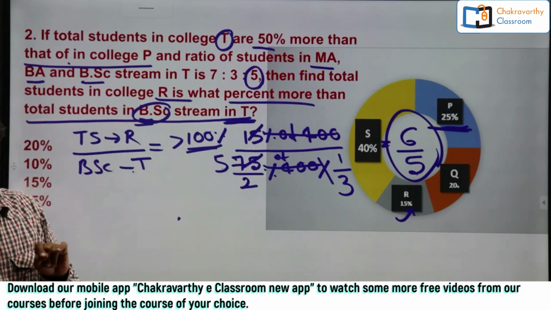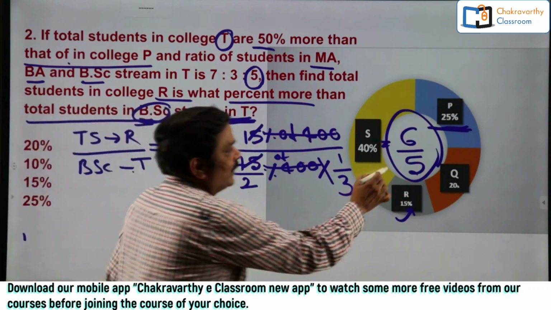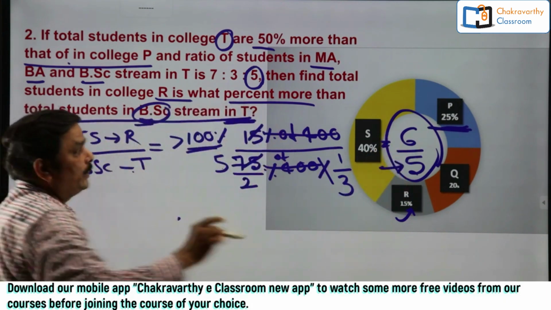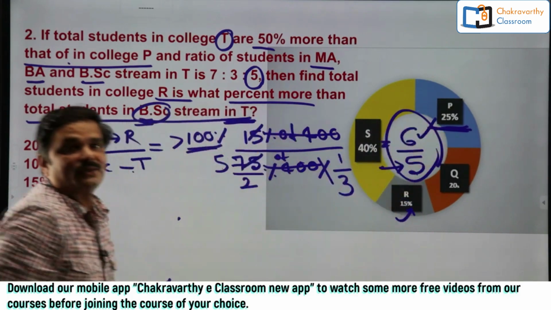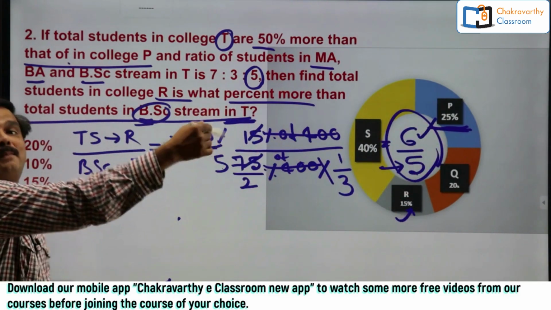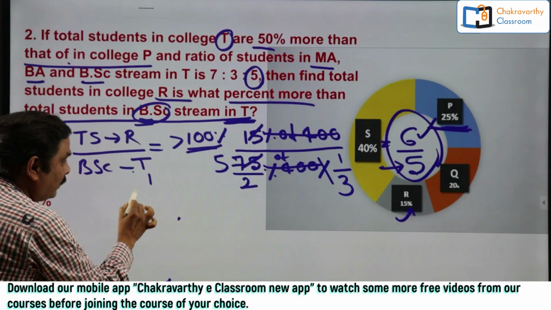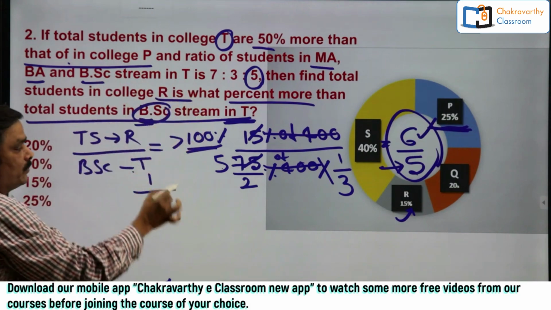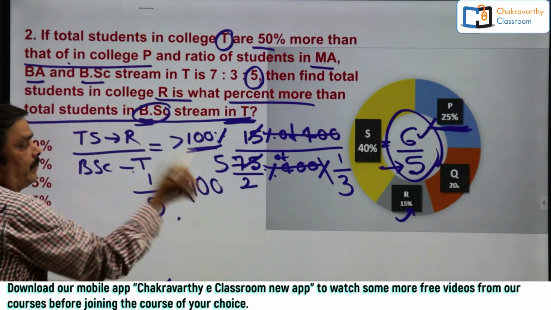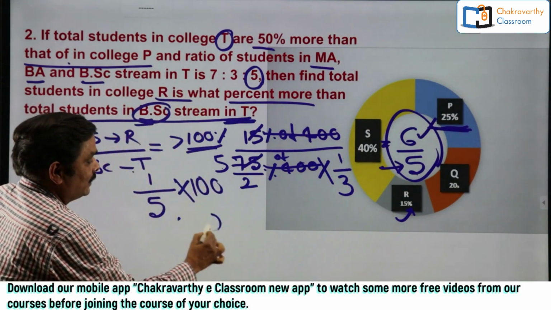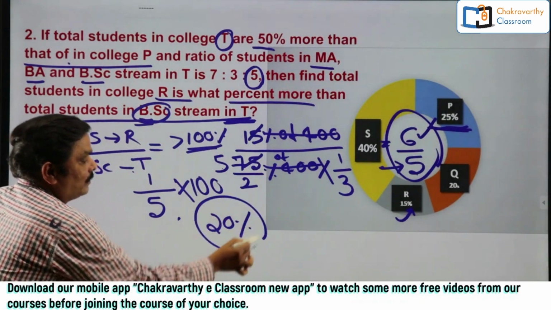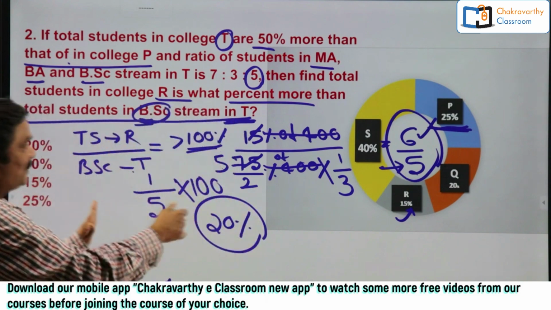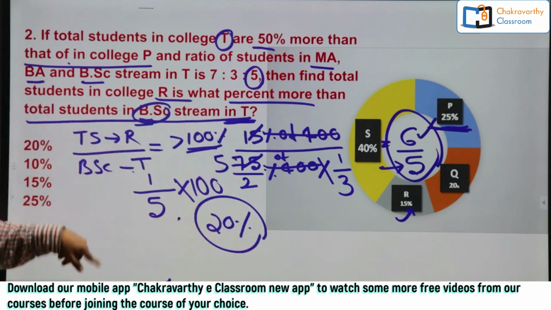What do you mean by 6 by 5? If BSc stream students is 5 parts, total students in our college are 6 parts. That means it is 1 part more. 1 part of 5 parts, 1 by 5. I have to show that in terms of percentage into 100. Or directly your answer is 20%, the direct one. Have you understood this one, students, right? I just explained the direct way. The direct way is this one.